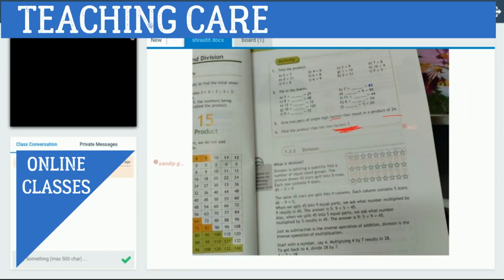Find the product that has two factors, 7. Hello? Yeah, I have asked a question, Srashti. One number times another is 7, two factors of 7. 1 and 7. Yes, 1 and 7. Yeah, correct, correct. Okay, next one.